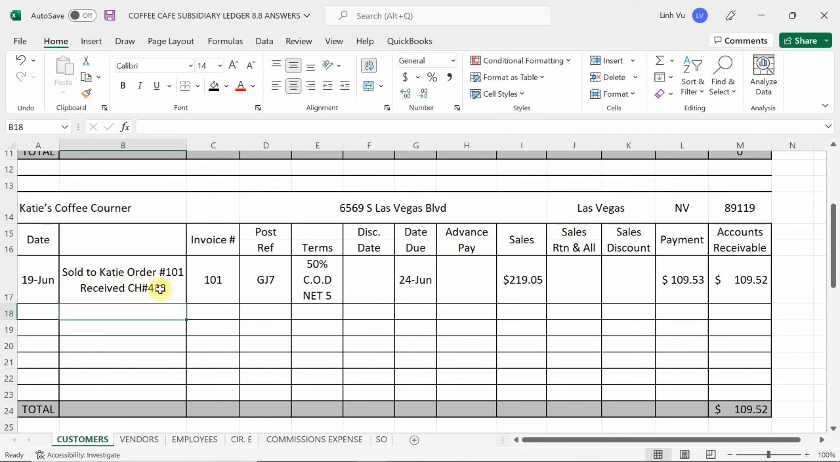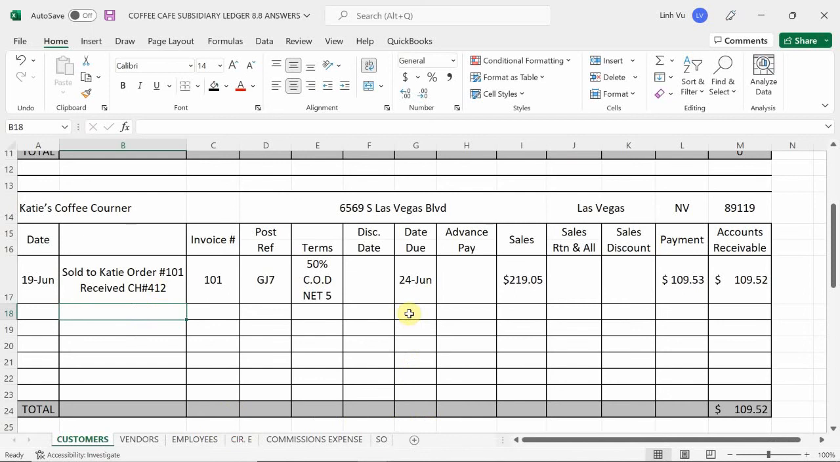The ledger? No. When Albert submitted an order for Katie, right? Where did we put it? Not in our purchase orders, in the sales order. Sales order, right?